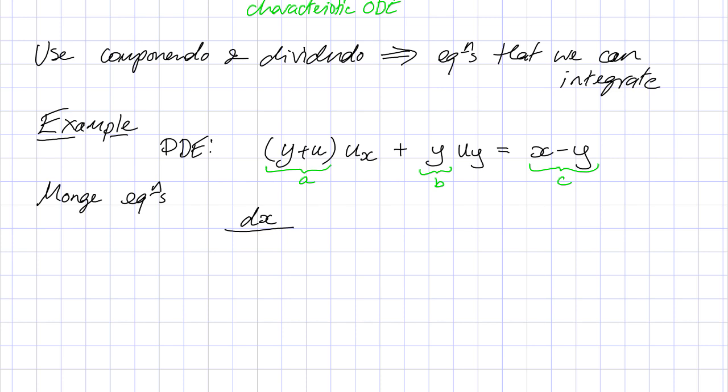So our Monge equations are dx by a, so this is y plus u here, and this will be equal to dy by b, and b here is y, and finally we have du by c, so this is x minus y.